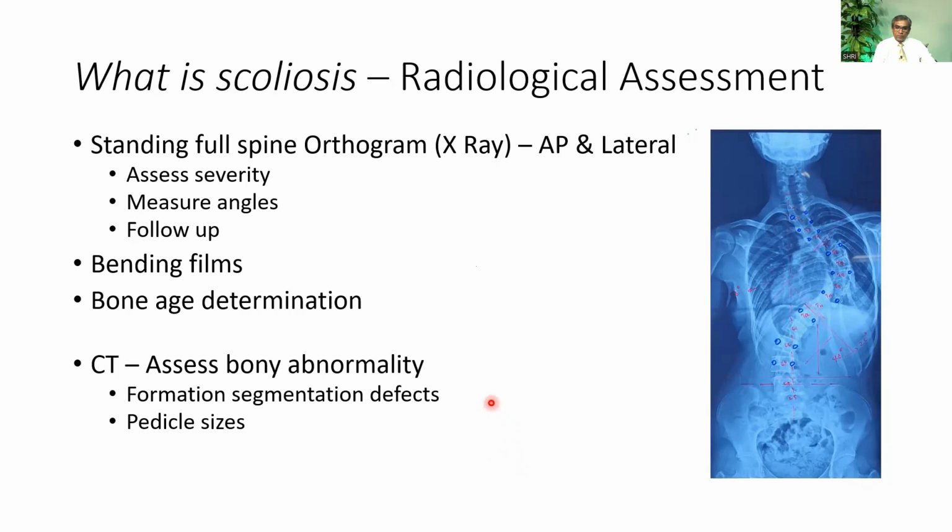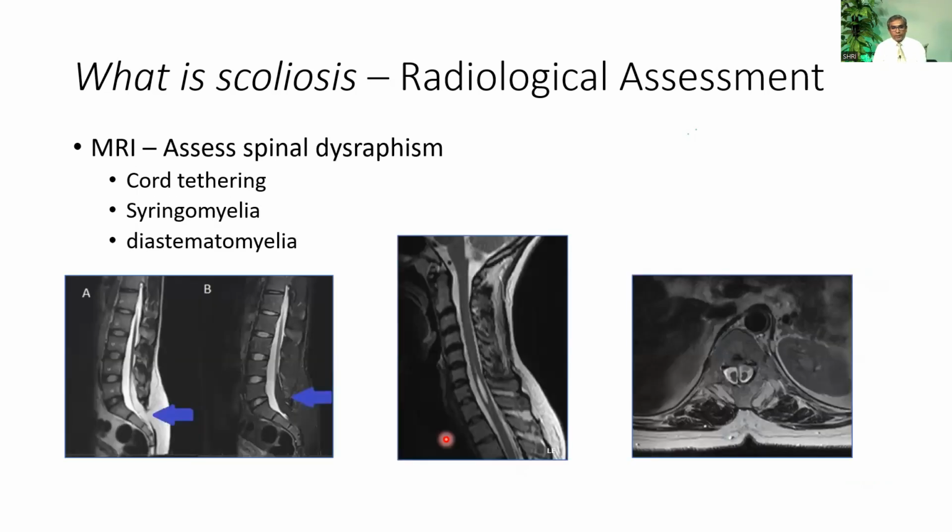Then sometimes we need to get a CT scan. And the CT scan will show us the exact bony abnormality, whether there are formation and segmentation defects. And also it's useful to measure the sizes of the pedicles, which is more necessary when we are going for surgery. And at times we need to get an MRI scan of the spine. And that is basically to assess an entity called spinal dysraphism. That means problems which are associated with the cord.